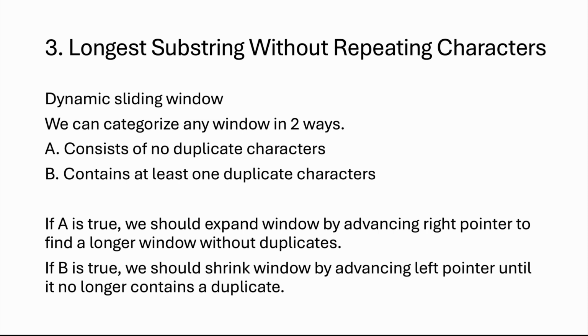We can categorize any window in two ways. A, it consists of no duplicate characters. B, it contains at least one duplicate character. If A is true, we should expand the window by advancing the right pointer to find a longer window without duplicates. If B is true, we should shrink the window by advancing the left pointer until it no longer contains a duplicate.